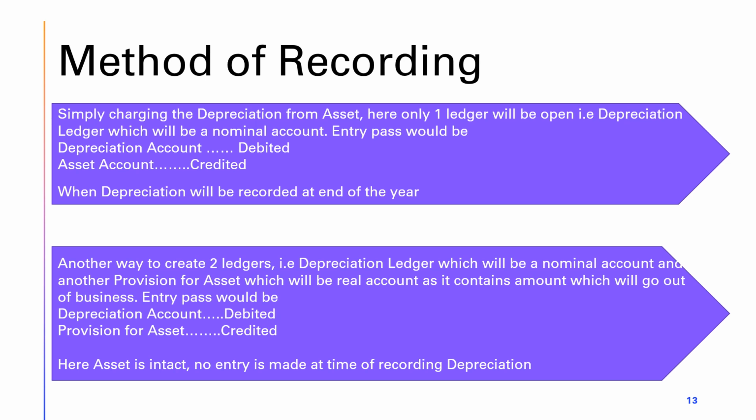Next, another way is that we can open two ledgers: the depreciation account, which is again a nominal account, and provision for depreciation, which is a real account. So over here, the journal entry would be depreciation account debited as the expense is recorded, and provision for depreciation credited as it records that value which is about to go out of the business. Same way as we have recorded for the ICICI Bank, if you have seen the earlier videos. In this method, the asset account is intact and no entry is passed through it.